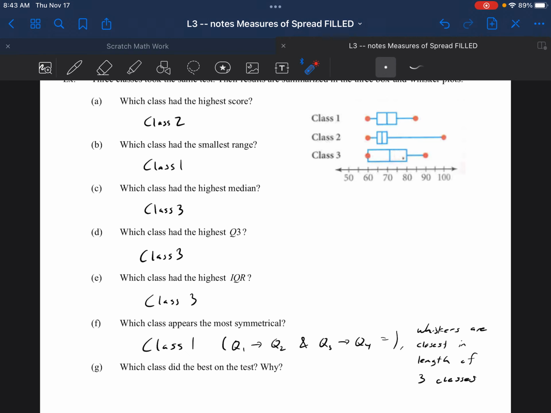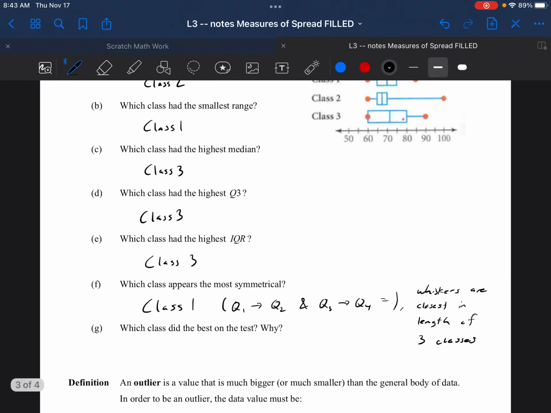But I wouldn't say this class, because this is just one student that did really well, and a lot of them didn't, right? So I'd say class 3. Class 3. And I would say highest median.